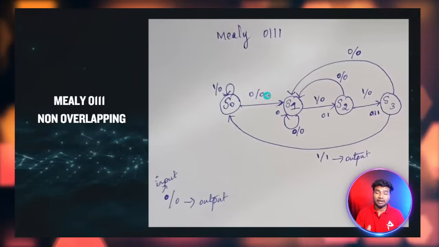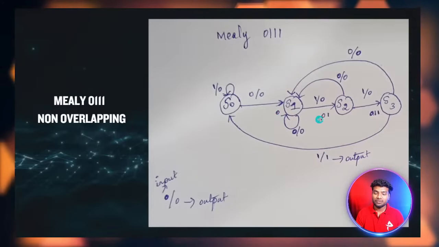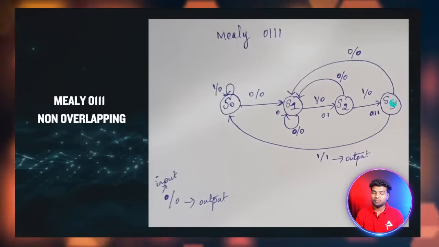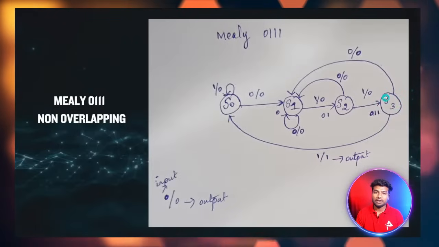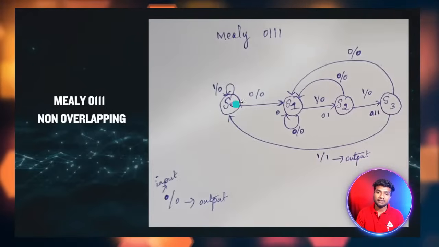It depends on the current input and the current state. Here the current state is 011. If the input is 1, I have got my sequence, so I put 1 here as the output. Then I go to the S0 state, the initial state.